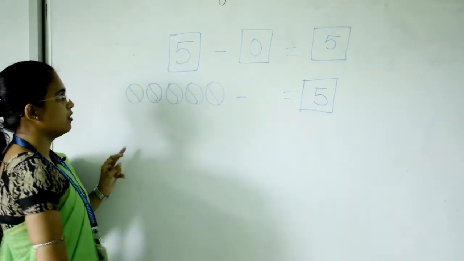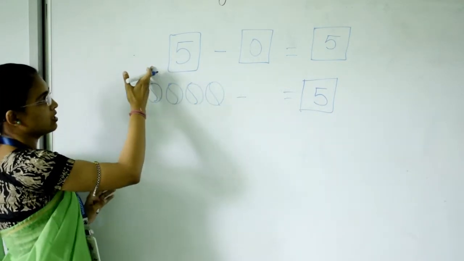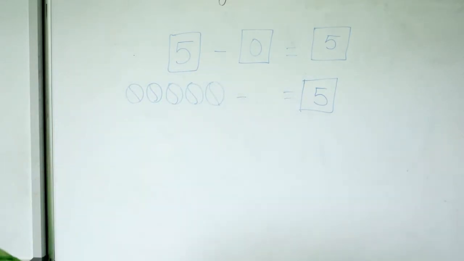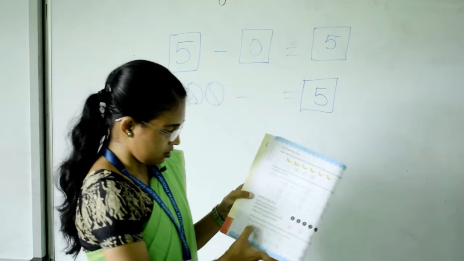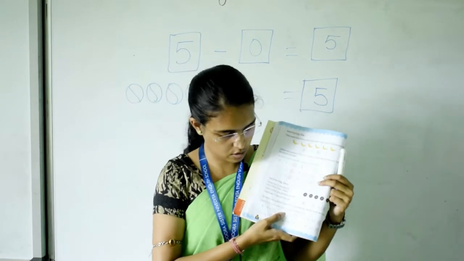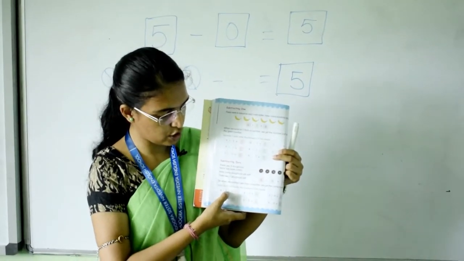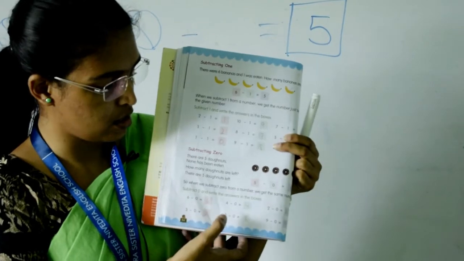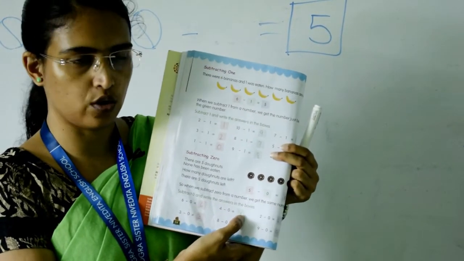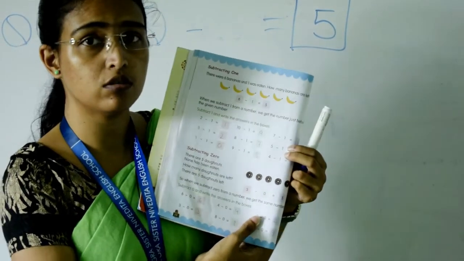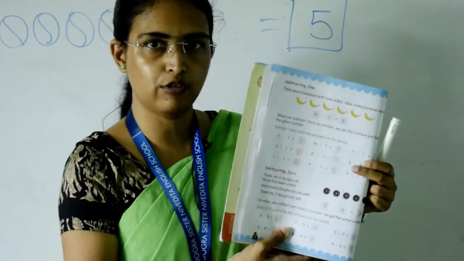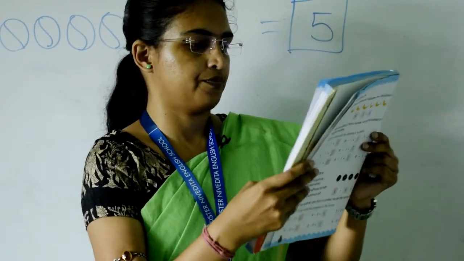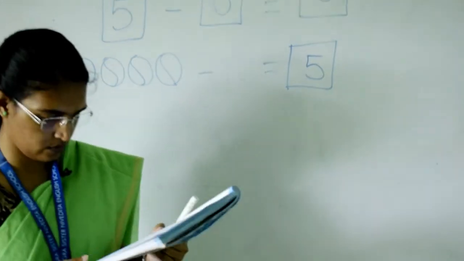Whatever the number is given, if you subtract 0 from that number, the answer will be the same. Okay. So let's do this question. Subtract 0 and write the answer in the box. So 6 minus 0 is equals to, what will be the answer? 6 minus 0? Yes, 6. 4 minus 0 equals to 4. 2 minus 0 equals to, yes, 2. Have you understood this? Very good. Now this portion you will do in your home. Okay? Okay. Now turn the page.